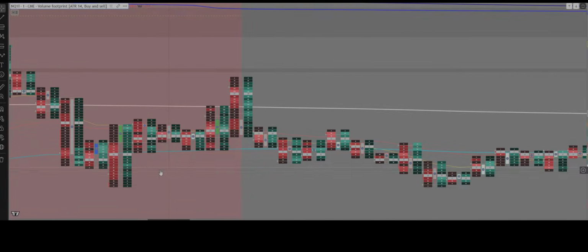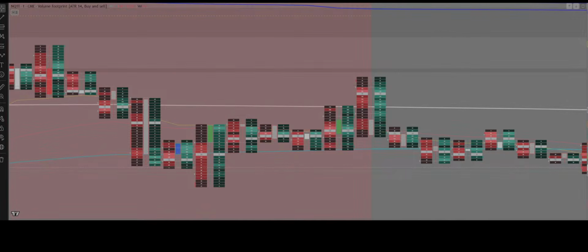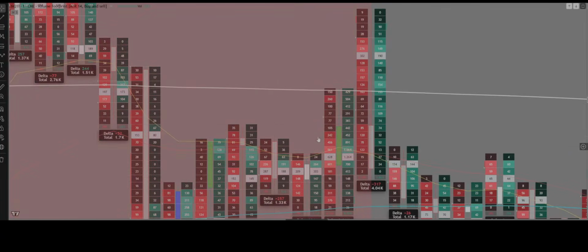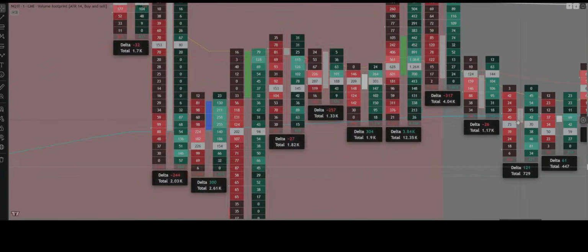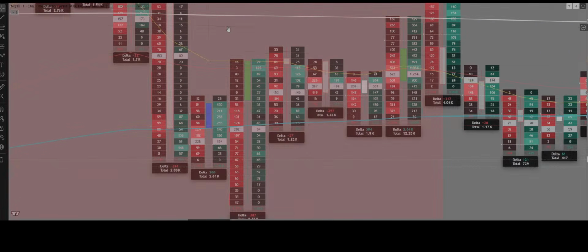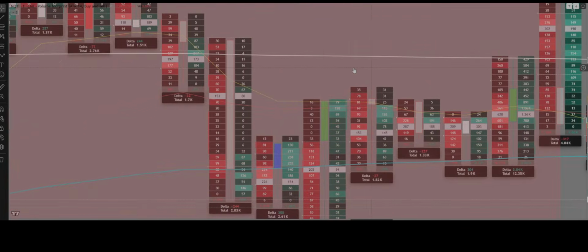Okay. So anywhere that there's a vector, like this blue one, this is a vector. Green, this is a vector. These hollow ones are not vectors. I know it's crazy. But look at this. This is a volume footprint, okay? So this is where all the trades were taken. So in this candle, look at the amount of zeros.